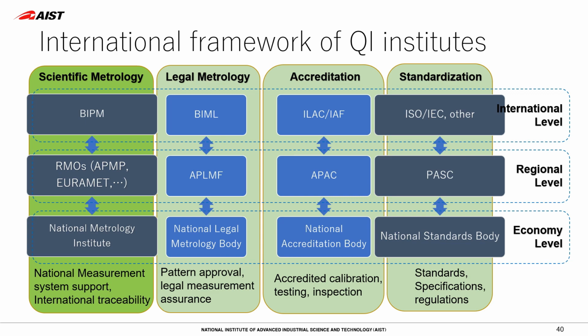As for the scientific metrology related to the International System of Units, called SI, the BIPM is an international organization and has regional metrology organizations. National Metrology Institutes in the Asia-Pacific region belong to the Asia-Pacific Metrology Programme, which is one of the RMOs. BIPM maintains a database of measurement and calibration capabilities of all national metrology institutes. The database is very important to show the equivalence of the capability among the national institutes.